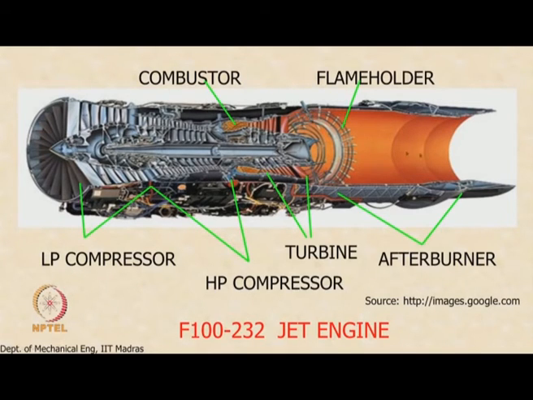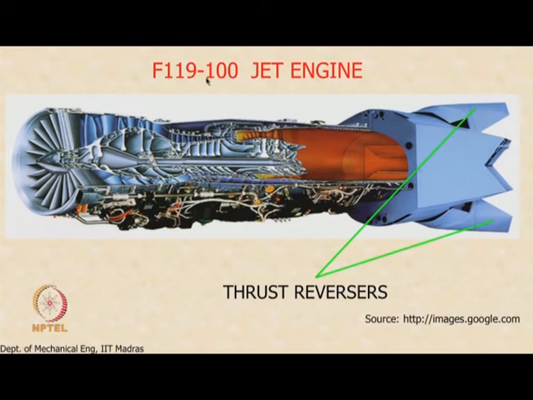So this is an F100 afterburner engine. You see the normal engine up to here, and then you see the flame holder, the afterburner duct, and the nozzle, which is actually a variable area nozzle. I will show close-up views of this nozzle later on. One more, this is another jet engine, the F119, with a similar kind of technology.